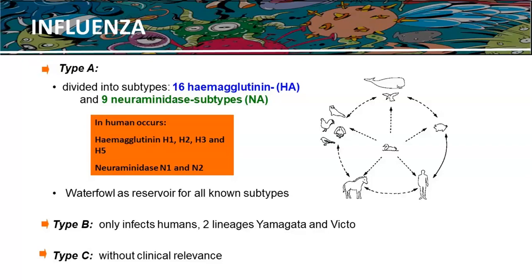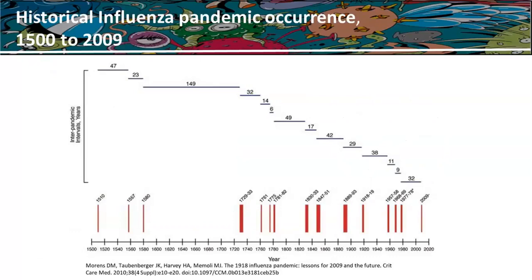Type B can only infect humans, but we now have two lineages, the Yamagata line and the Victoria line. So I would recommend that we get a flu shot with the tetravalent vaccine. Next slide. This is an amazing story for me as a virologist, because this shows the pandemic influenza from 1500 to 2009, which was the last influenza pandemic. And you see we have had a lot of pandemics, almost three pandemics per century, you can say.